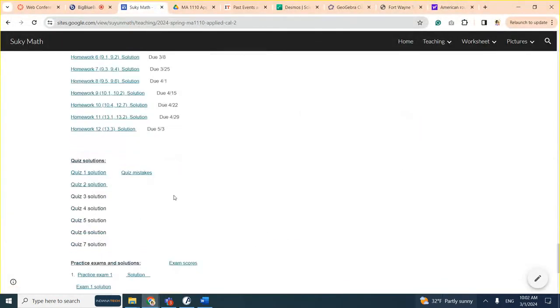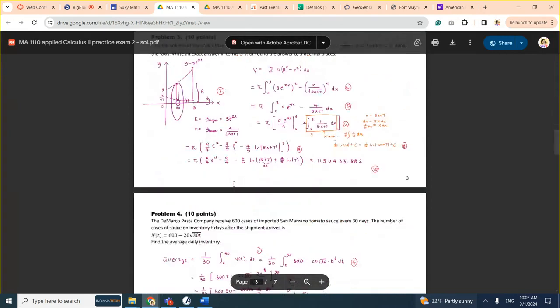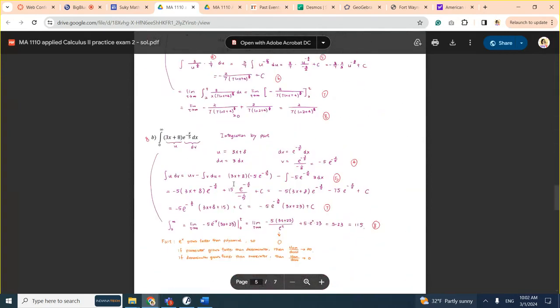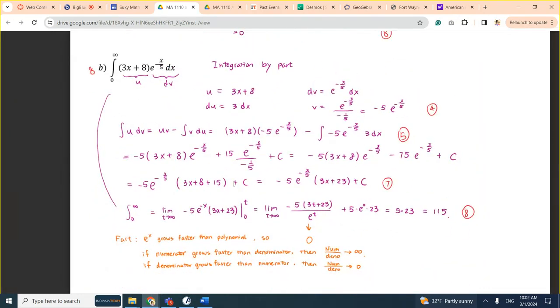I think in practice exam 2, let me see where I can find it. Because the in-class examples, both of them are U substitution. I wonder if I show, yes, the practice exam example. This one, instead of using U substitution, I use integration by parts. So it's kind of similar. You use integration by parts, you find the antiderivative, and then you plug in the limits of integration. You let t go to infinity.